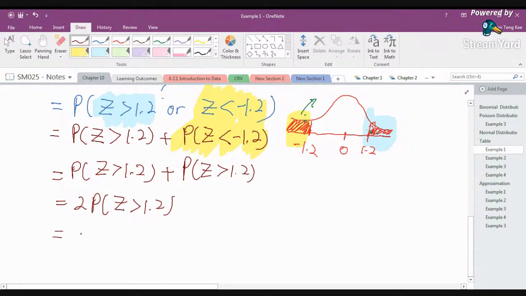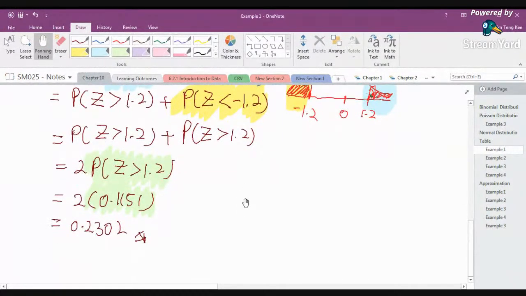From the statistical table, you should have the answer equal to 2 times 0.1151, which is the result we obtained for the probability Z greater than 1.2. Simplifying the answer, we have 0.2302 as our answer. So there goes the result for example 1, C and also D.